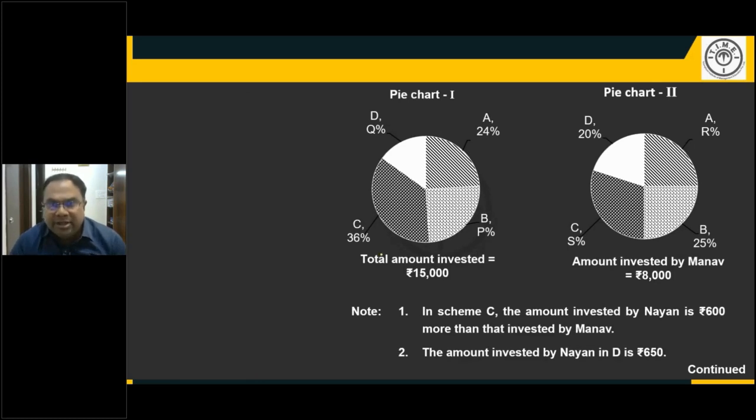Total amount invested 15,000, but I don't have values here. A 24%, C 36%, D and B I don't know. Then the amount invested by Manav is 8,000. B 25%, D 20%. I don't know A and C. They are variables. Scheme C, amount invested by Nayan is 600 more than that invested by Manav. Amount invested by Nayan in D is 650.